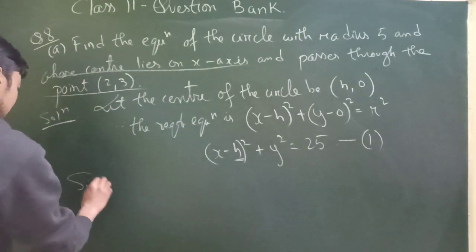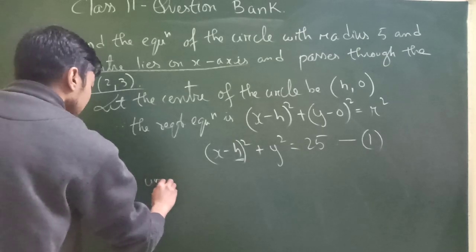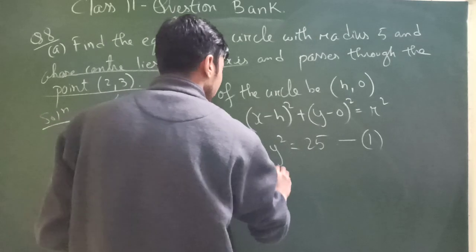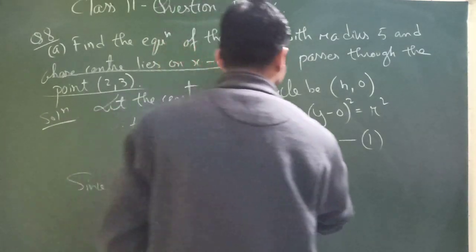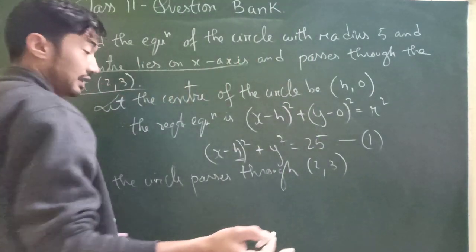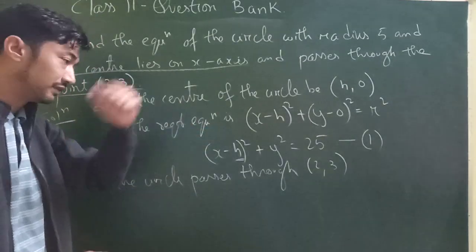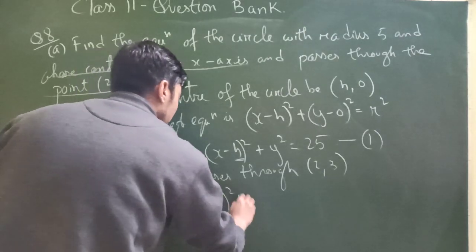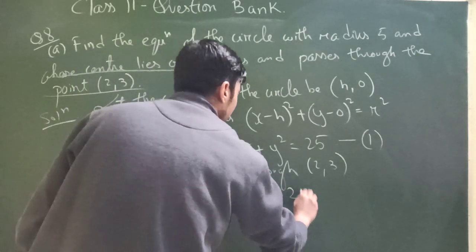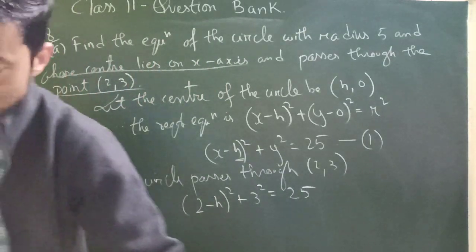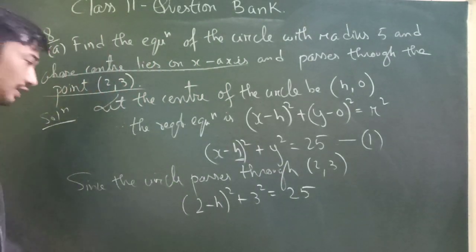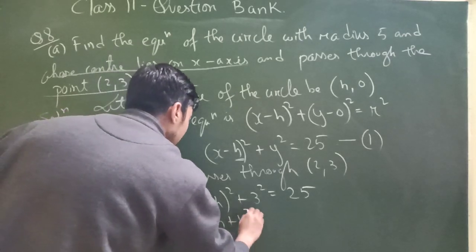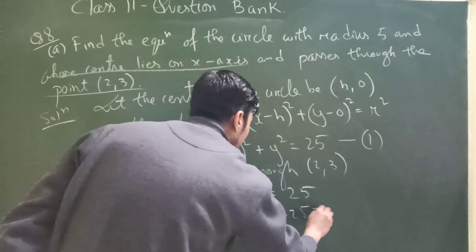So let's just write down, since the circle passes through the point 2, 3, then as I have already discussed earlier, the point will definitely satisfy the equation of the circle. So that's going to be (2 minus h) whole square plus 3 square is equal to 25. So that will be 4 minus 4h plus h square plus 9 minus 25 is equal to 0.